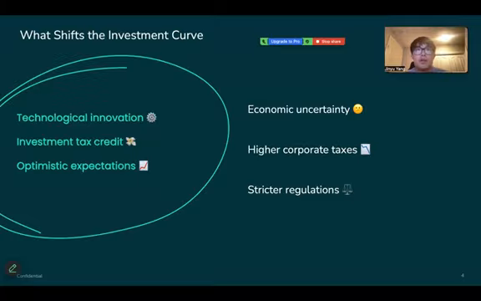Economic uncertainty makes firms hesitant to invest. Higher corporate tax lowers profitability, and stricter regulation increases cost and risk.